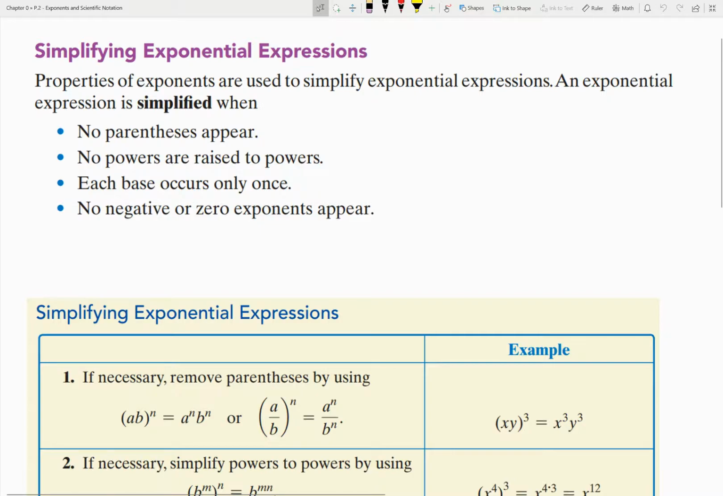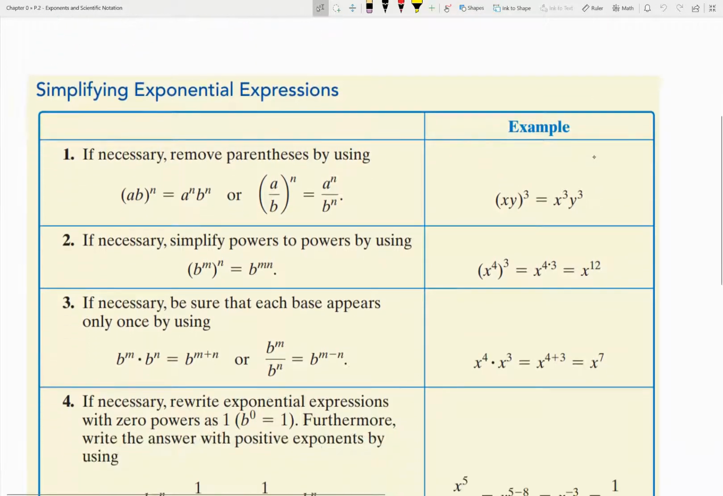So we are going to try to simplify exponential expressions. And the trick to remember here is that we have to realize that when we simplify these expressions, eventually we're going to be done, and we have to be able to recognize that. So how do we know when we're simplified? No parentheses, no powers are raised to other powers, each base occurs only once for now, and no negative or 0 exponents. I say that each base occurs only once because eventually we might have to rationalize the denominator if we have fractional exponents, but we're not there yet.